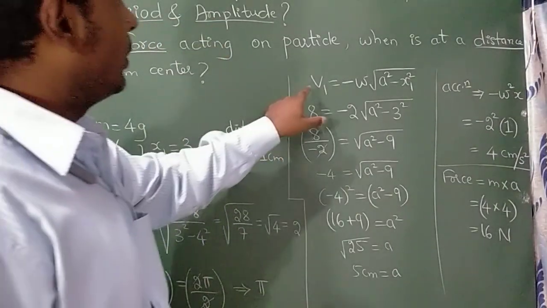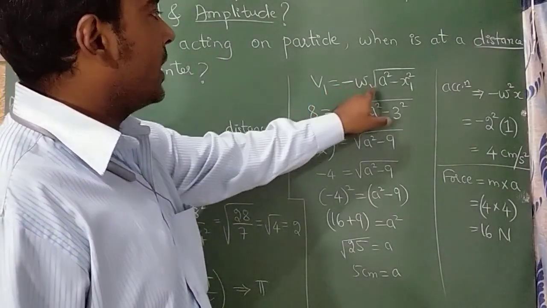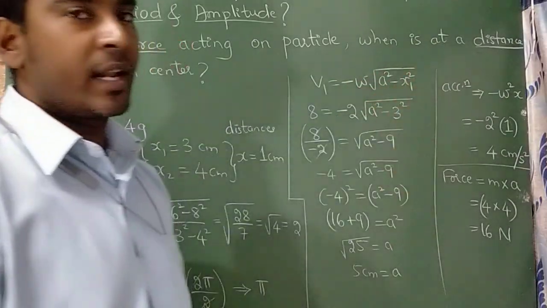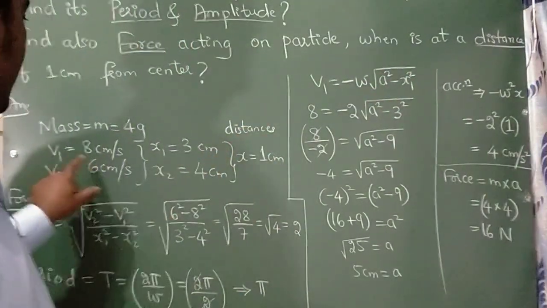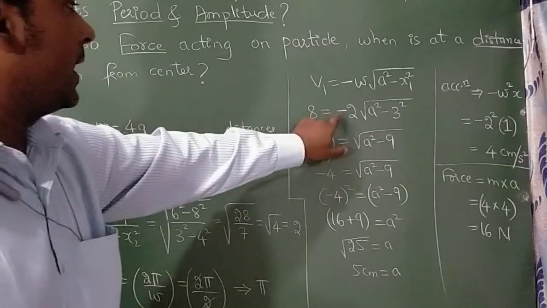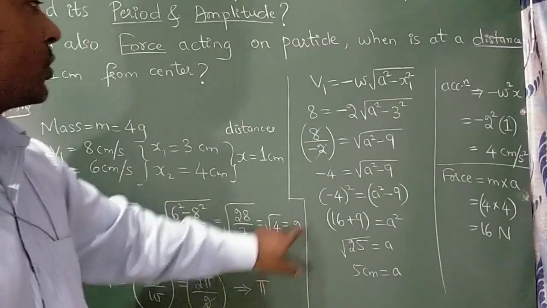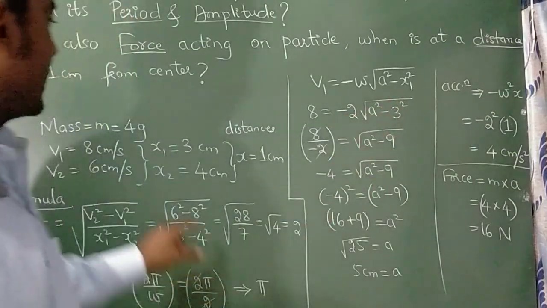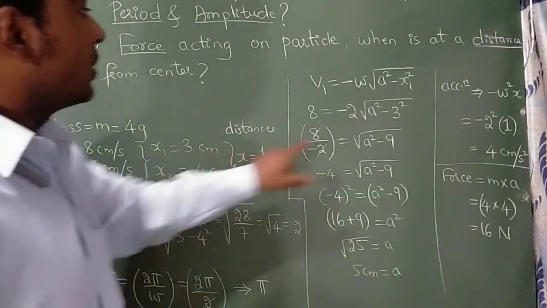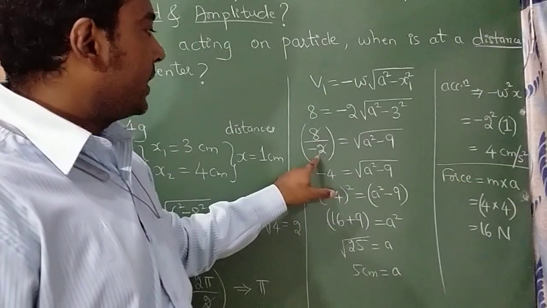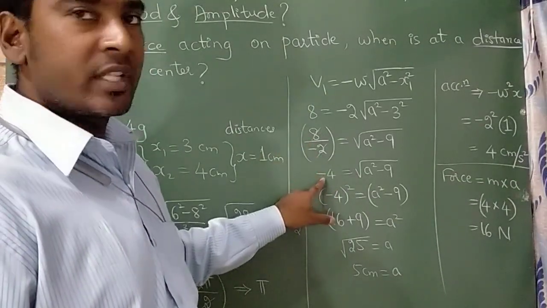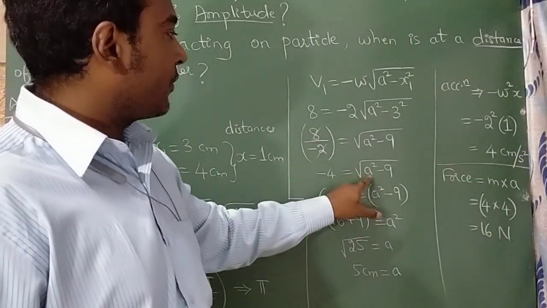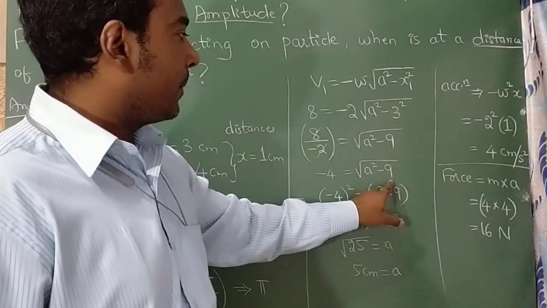To find amplitude, v1 is equal to minus omega square root of a square minus x1 square, I have considered. So what is v1? It is 8. So I have written here minus. What is omega? Omega is 2. So minus 2 square root of amplitude a square minus x1, which is 3, so 3 square. This minus 2 comes in the denominator. 2 ones are 2, 2 fours are 8, so it is minus 4 is equal to square root of a square minus 3 square, which is 9.